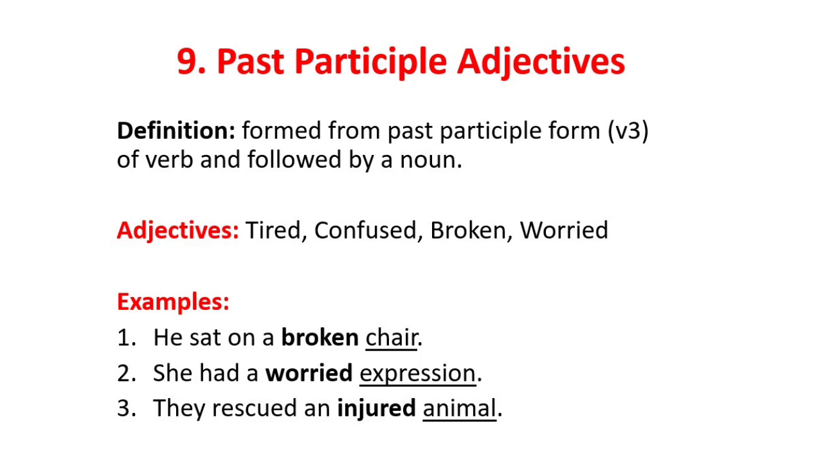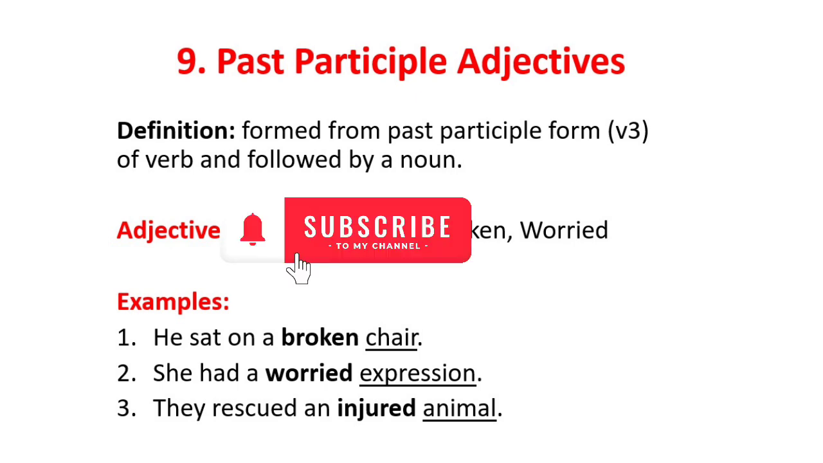Whenever the third form is coming before a noun, it becomes a past participle adjective, and whenever the ing form of verb is coming before a noun, it becomes a present participle adjective, right? This is how you can remember easily. So this is all about adjectives.